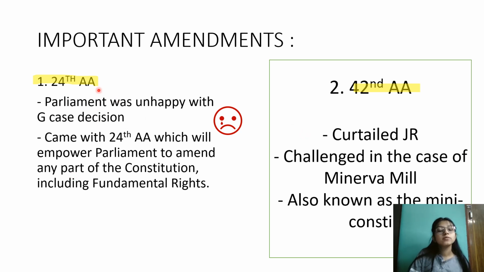So after the judgment of the Golaknath case, Parliament was quite unhappy with the Supreme Court decision and came with the 24th Amendment Act, which will empower Parliament to amend any part of the Constitution, including fundamental rights. So the war has again begun. Who is superior, Supreme Court or the Parliament? So here comes the 24th Amendment Act, which was challenged in various cases.